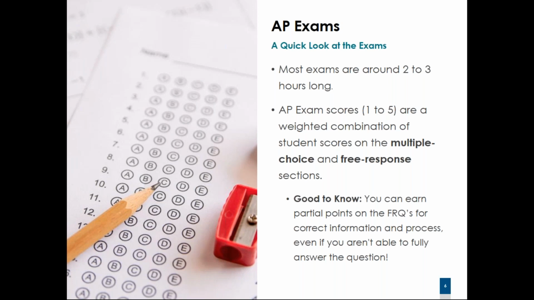Now, the exams are long. These are like your SATs, like your ACTs. They run around 3 hours. Some of them are a little shorter. Some of them are maybe a couple of minutes longer. Every AP exam is scored from 1 to 5. 5 is the top score, 1 is the lowest score.